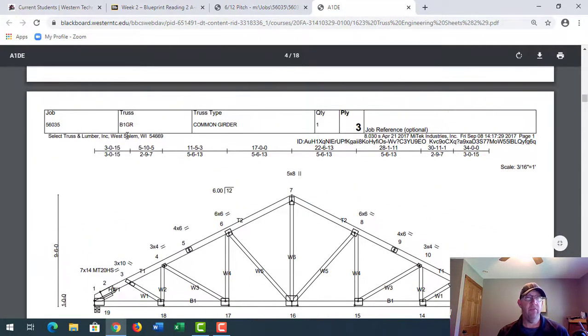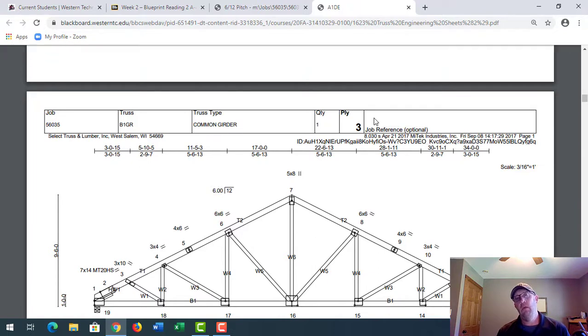So here I'm on the truss B1GR. It's a common girder, so it's basically a common or a gable girder. I have one truss, but if you notice here, it's a 3-ply truss. Do you remember on the MyTech drawing, we're looking at how many plies there are. So it looks like this truss is one truss, but there's 3 of them. So I know that this thing is going to be nailed together.